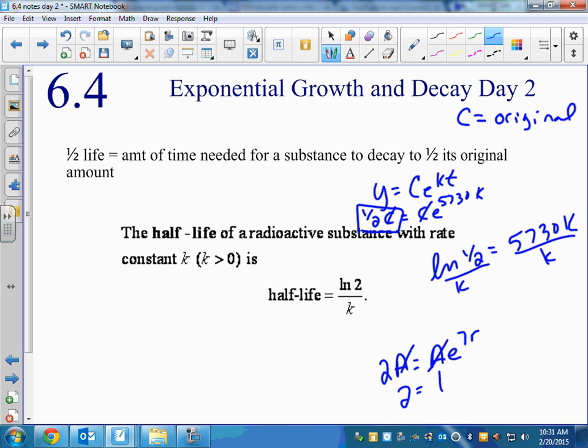Is it okay if we use C instead of A70? Yeah, it doesn't matter. Right. Okay, so I just wanted to point out that this works.